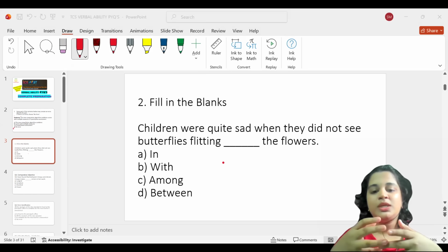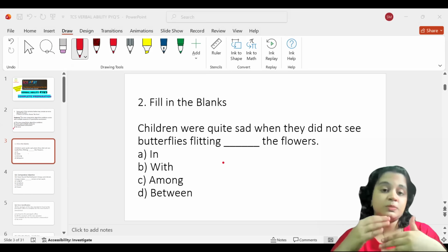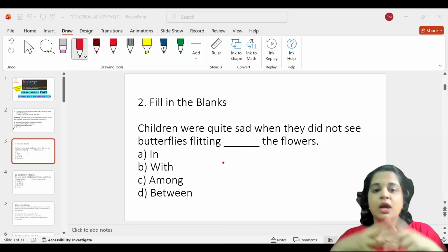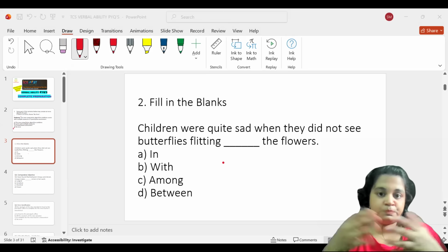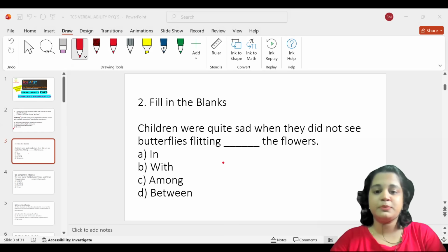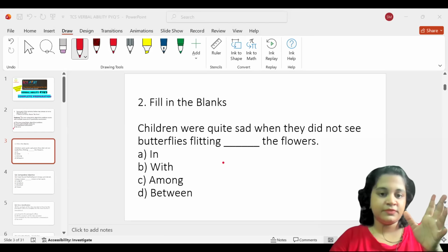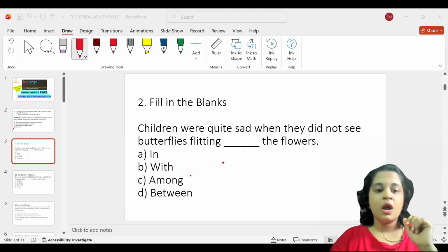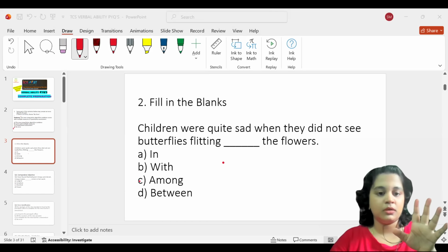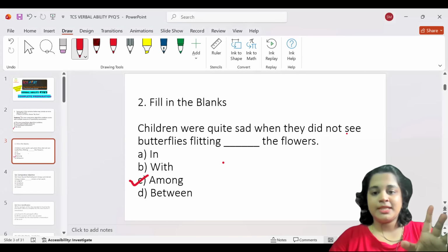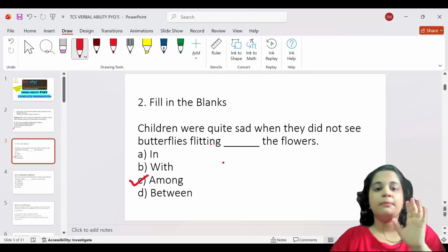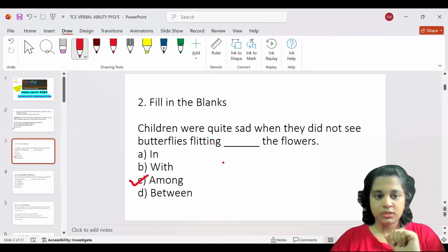We use between for two and among for more than two. That is a correct use of preposition. So here they're talking about butterflies. So definitely it's not two, it's more than two. And therefore the correct preposition here would be among. Children were quite sad when they did not see butterflies flitting among the flowers would be your correct answer.